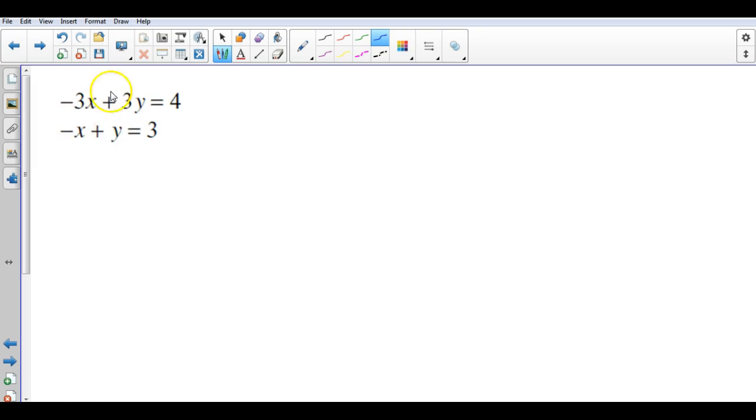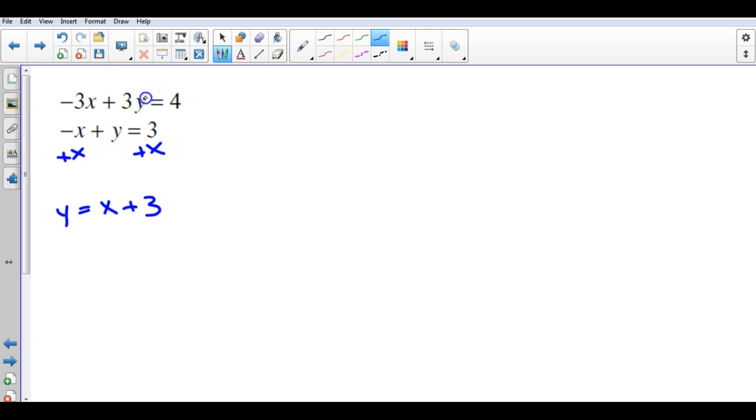Notice in this example, both of my equations are in standard form, which means our variables are on the same side of the equal sign. So this bottom equation looks like it's going to be a lot easier to get y by itself. If I want to get this y by itself, I need to move the x over. Since it's a negative x, I'm just going to add x to both sides. So what I end up with is y equals x plus 3.